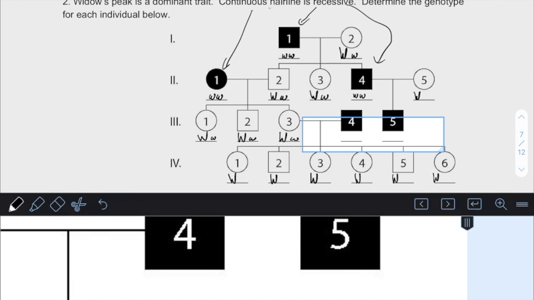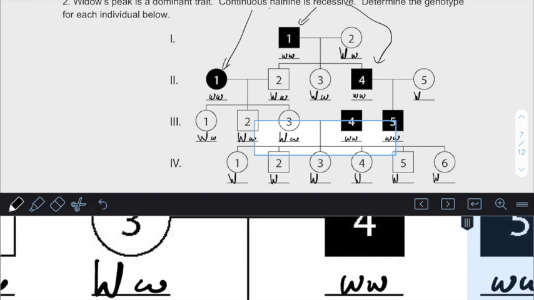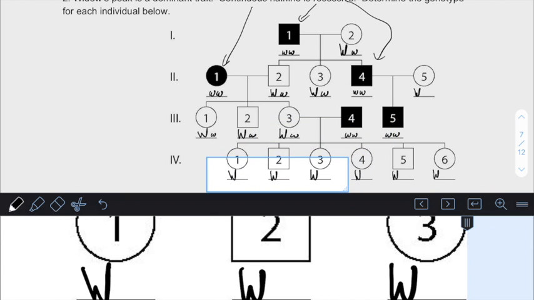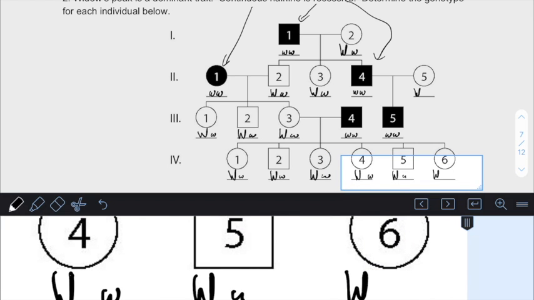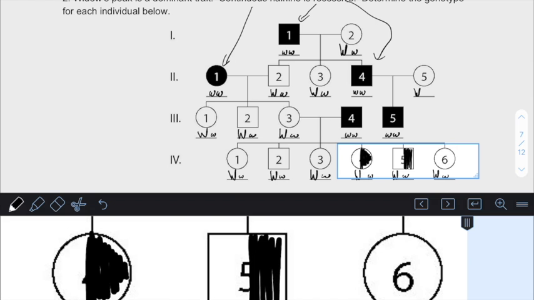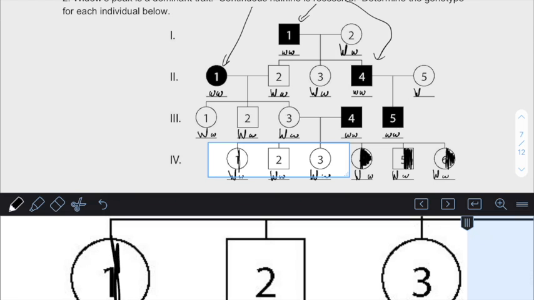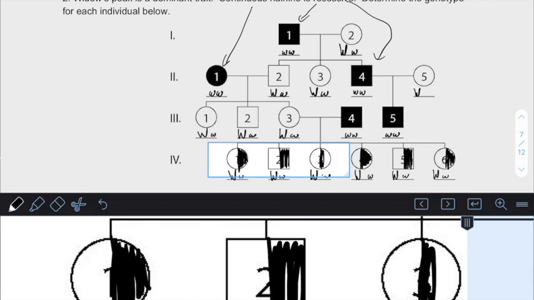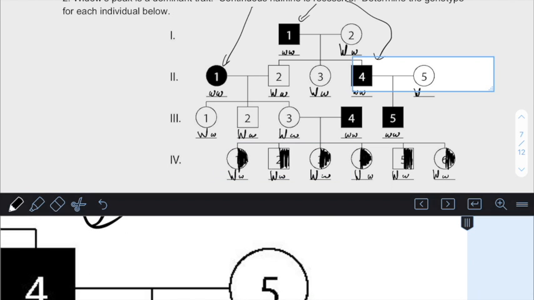Over here we have another continuous hairline person. Both of these are continuous hairline individuals. They are crossed, so all of their children must be carriers. And if you'd like, it'd be even better to go in and indicate the carrier status by half shading all of these circles. So it's going to be a half-shaded circle.